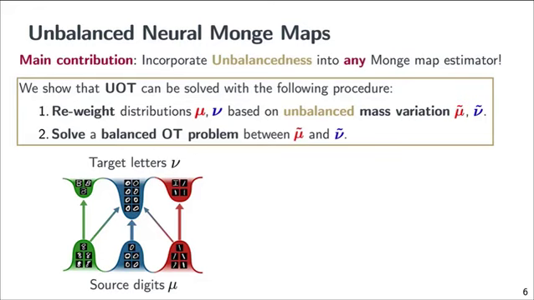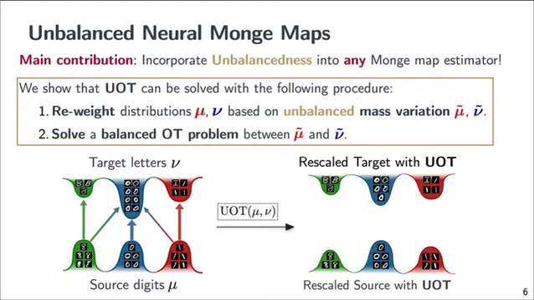And how does this look in practice? If you would just learn a neural Monge map, you would get this account for the distribution shift, which you might not want. But with our method, you first reweigh your two distributions. You now see that the relative mass of the source and target distribution has changed. If we now learn a neural Monge map, we get a more desirable mapping than without unbalancedness.